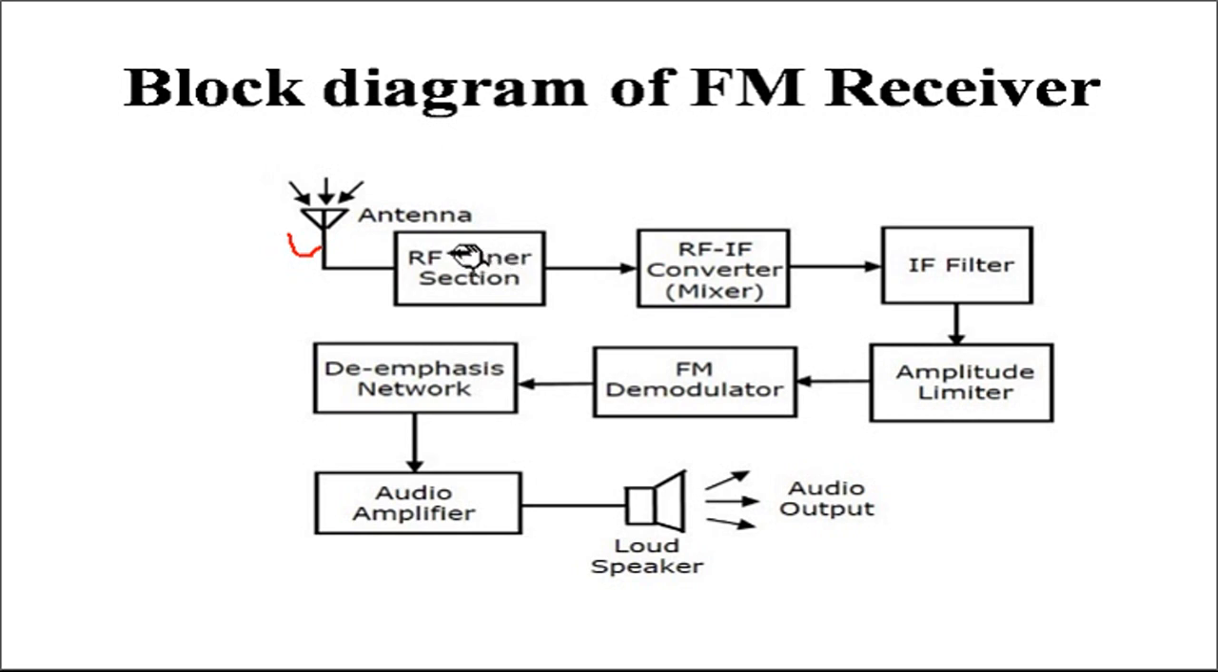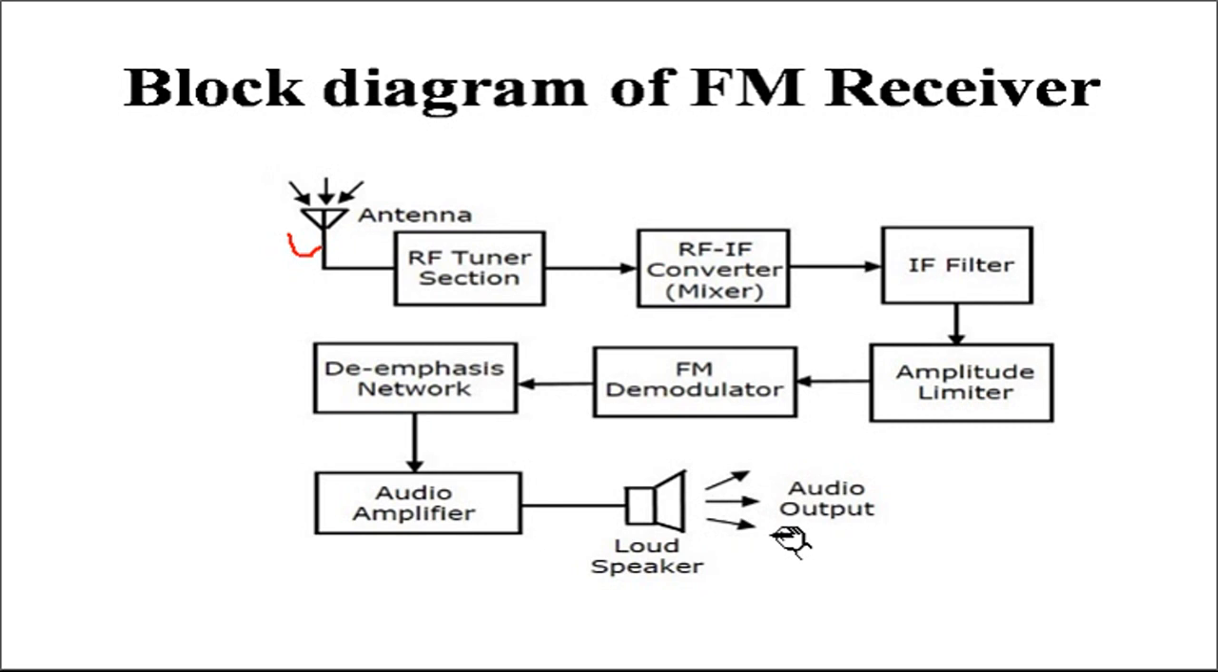RF tuner section. We know the receiver has an FM input, that is a frequency modulated signal, and the receiver section, this complete section, has to produce the original signal at the output, that is this part. Whatever the incoming signal is, it is an FM signal, a frequency modulated signal. And we know what a frequency modulated signal is: it is the process in which the frequency of the carrier is varied in accordance with the instantaneous amplitude of the modulating signal, while keeping the amplitude and phase constant. Here only the frequency is varied, and whatever we get at the output is the original modulating signal.